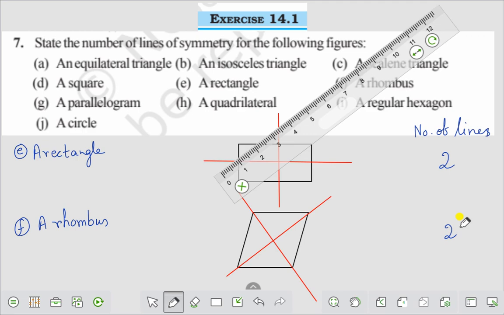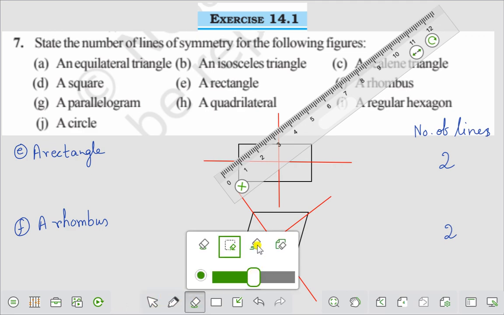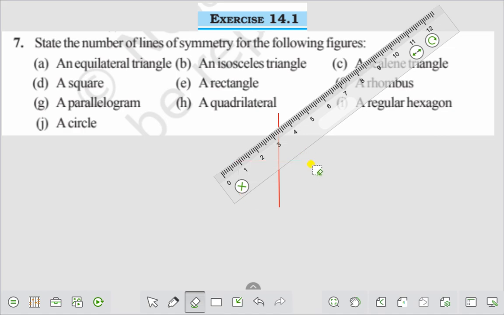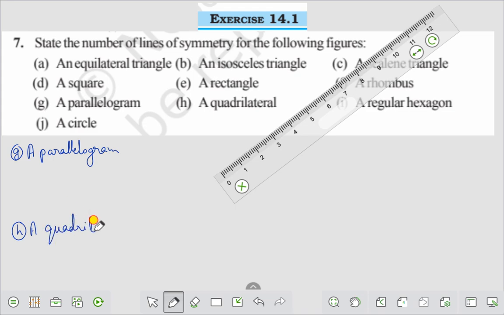Now solve question number F. Now parallelogram. Next question is G, a parallelogram, and H is a quadrilateral. Right? Let us first find for the parallelogram.